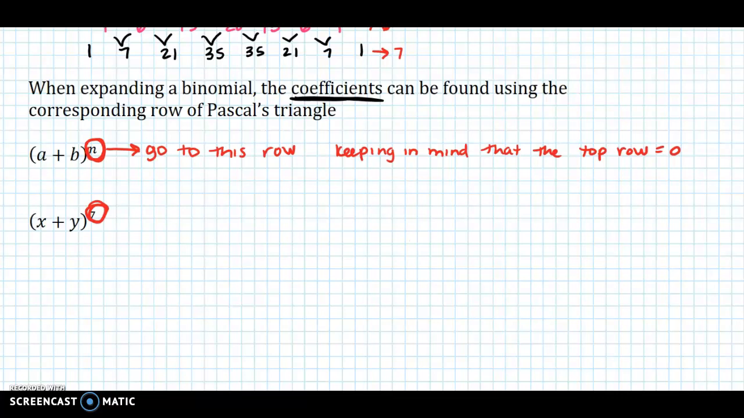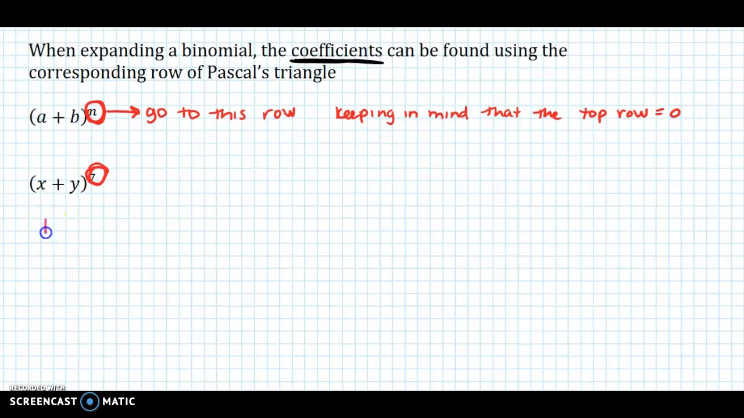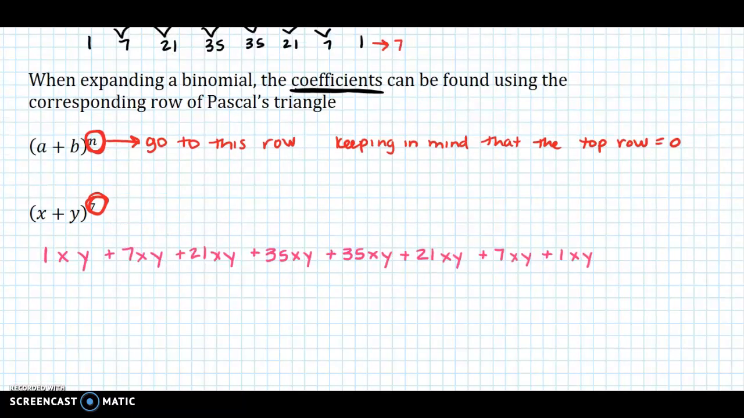So what you're going to do is start by writing your coefficients and then writing an x and a y next to those coefficients. So I'm going to start with 1 and then plus 7xy. And so once you write it all out, you end up like this. I initially said 8 here, that should be a 7. So these are all of your possible terms. So now we have to deal with the powers.